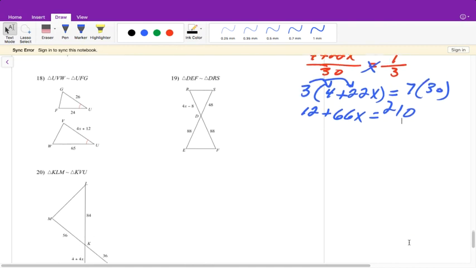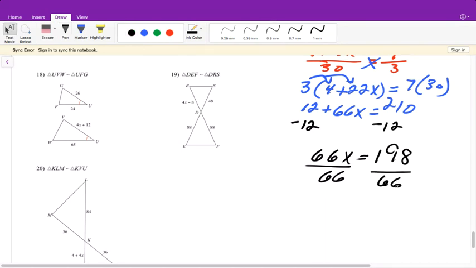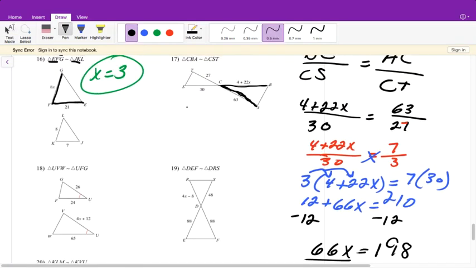All right, now we're just going to continue down here to solve. So I will subtract 12, so 66x is equal to 198. Divide this by 66, divide this by 66, and x is then equal to 3. So x is equal to 3.